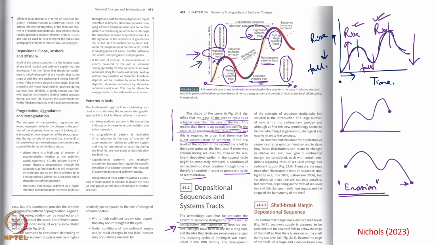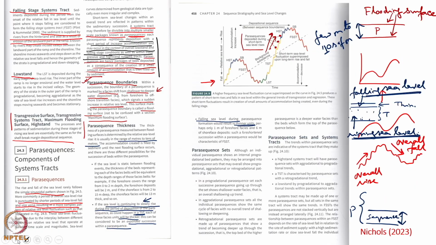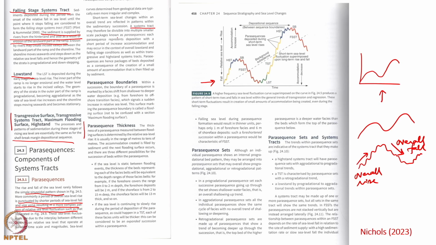This high stand systems tract, falling stage systems tract, again falling stage systems tract, high stand systems tract, sequence boundary formation. Many of these terms have been abbreviated in this diagram: HST, SB, FSST, LST, TST, FSST, SB and HST. A systems tract. That means the rock record may be divided into multiple smaller scale packages, and those are known as parasequences. Definition of parasequence is fundamental in sequence stratigraphy.